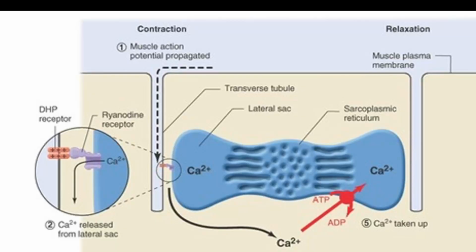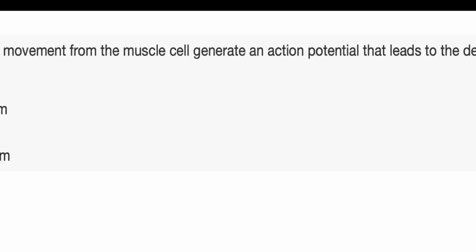Now, is it clear to the students that DHPR is a voltage-gated calcium channel which is sensing the voltage of the action potential and leading to calcium release from the sarcoplasmic reticulum? If yes, then let's move on to the 14th question, the second last question of this session. After this is the 15th question, which is the last question of this session.